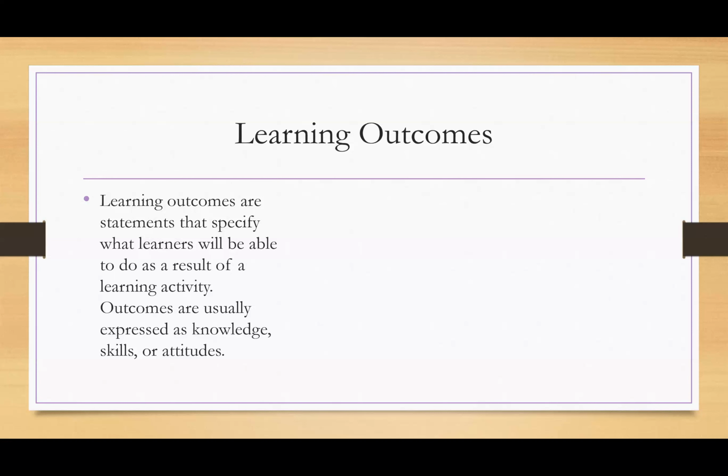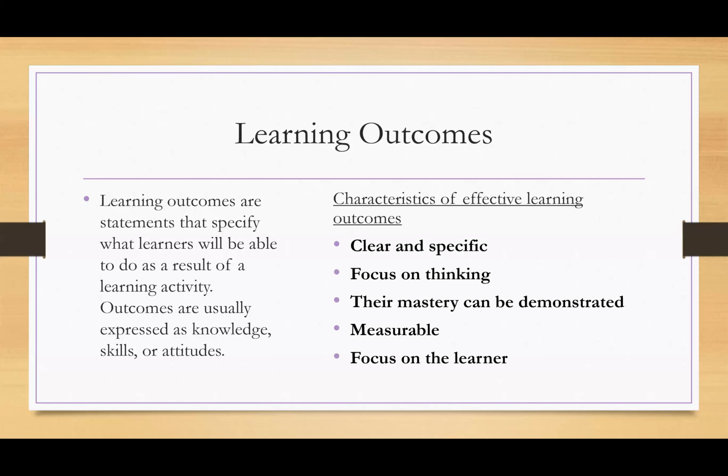John Biggs introduced the concept of constructive alignment, emphasizing the alignment of intended learning outcomes, teaching and learning activities, and assessment methods. According to him, learning outcomes are statements that describe what learners will be able to do, think, or feel as a result of their learning experience. He highlighted the importance of focusing on desired student learning rather than just content coverage.